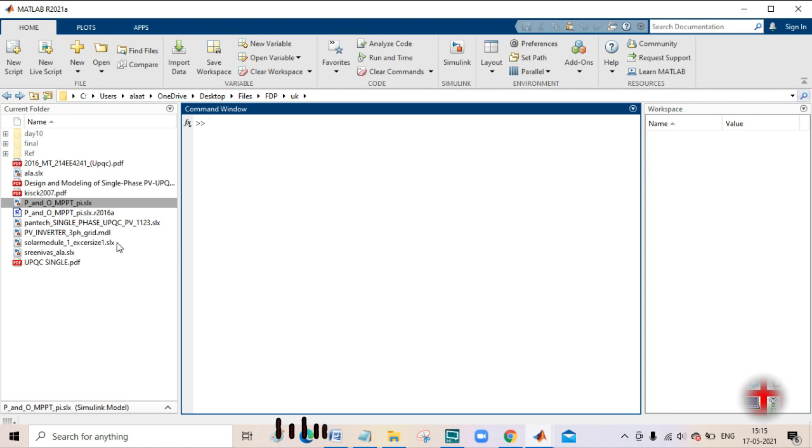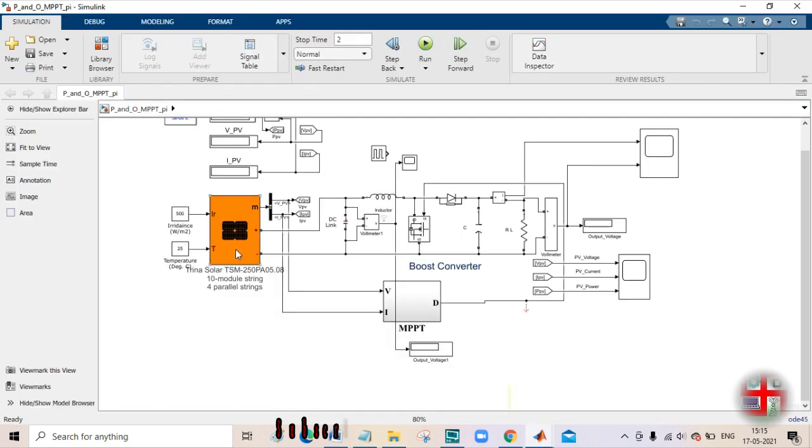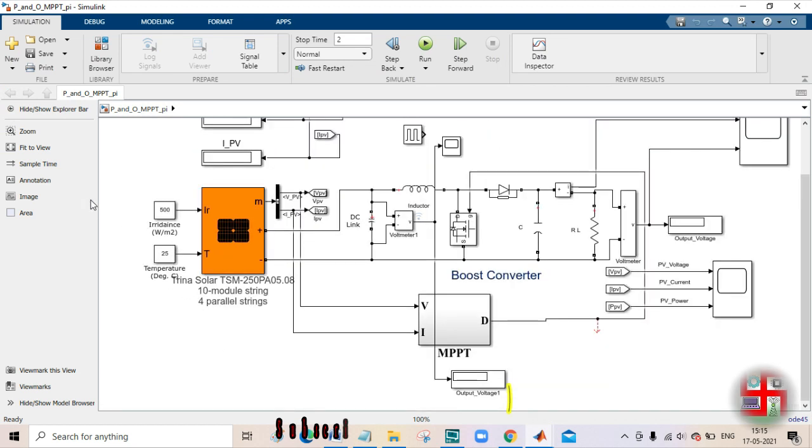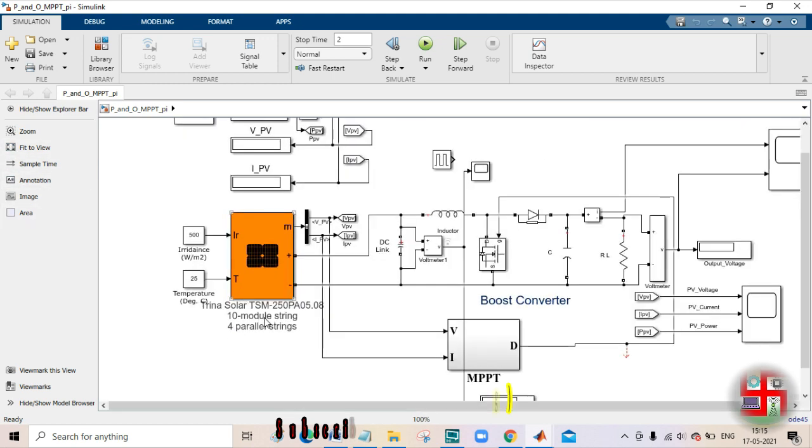Here I will try to show the Simulink model today: a perturb and observe based MPPT algorithm for a solar boost converter. Now look here. This is the solar panel PV array, and for the PV array I took the data of the Trina Solar TSM 250 PA module. Taking this data sheet, I connected 10 modules in series, with 4 parallel strings.